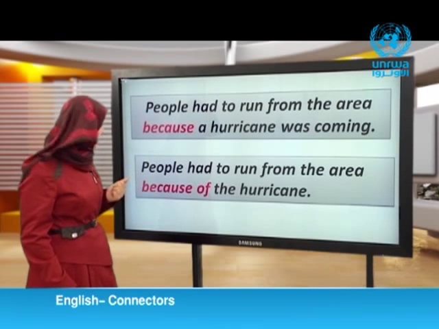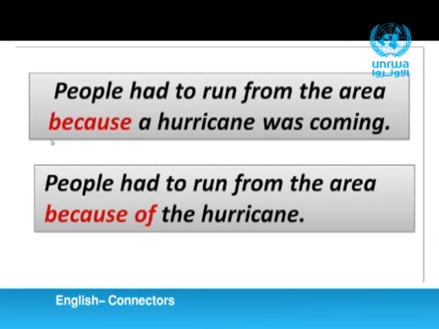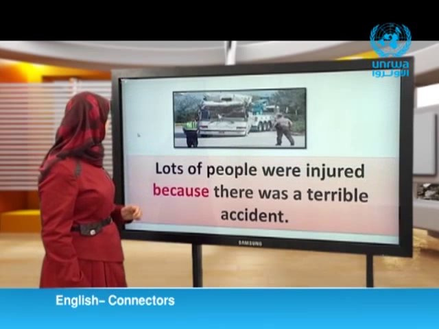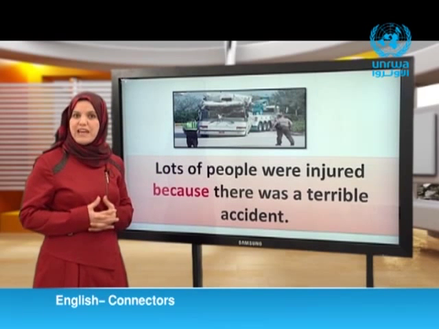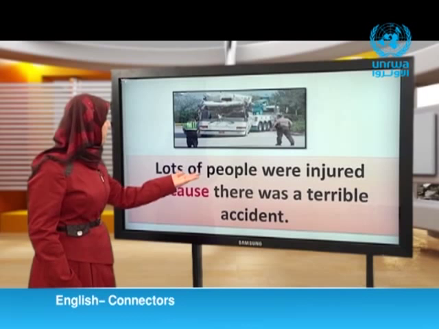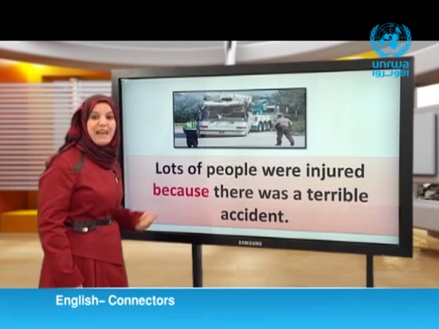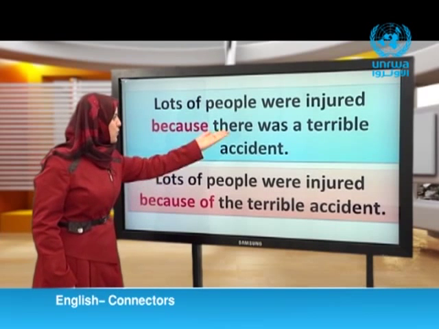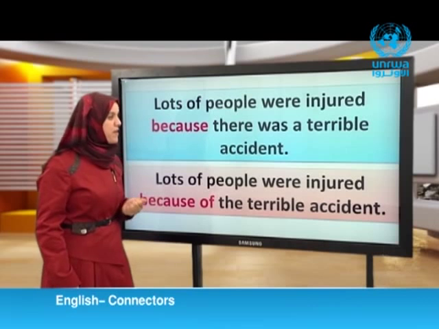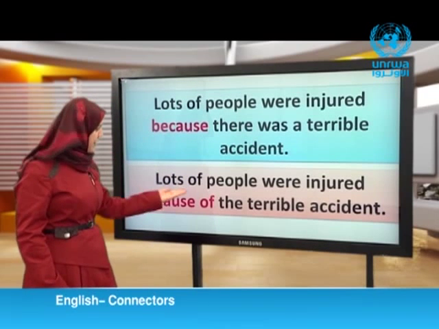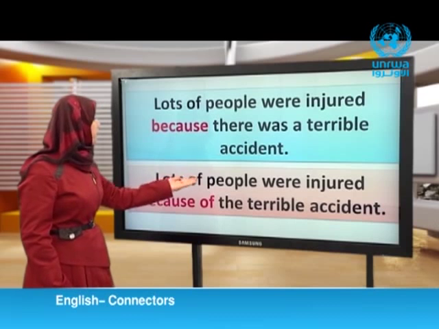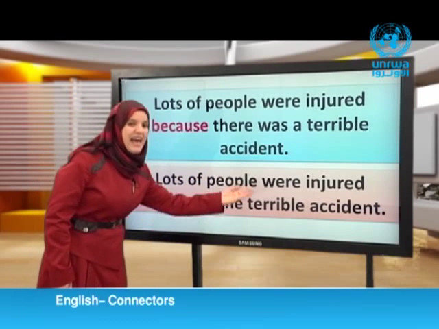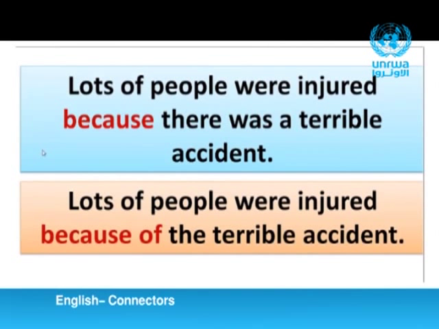Now look at the second one. People had to run from the area because of the hurricane. A noun, only a noun. And the next one, can you use because of instead of because? Lots of people were injured because there was a terrible accident. Look, after because we have a sentence, we have a subject, a verb, and a complementary. Now look at the second one. Lots of people were injured because of the terrible accident. We have a noun phrase, terrible accident.